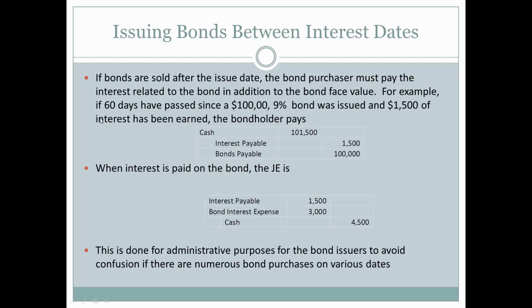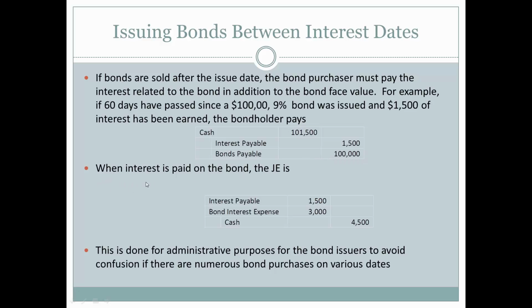For example, if 60 days have passed since a $100,000 9% bond was issued and $1,500 of the interest has been earned, the bondholder would pay cash of $101,500, with interest payable of $1,500, which would be the interest that's been earned since the bond was issued, because it was sold after the issue date. The bond payable always remains the face value of the bond.